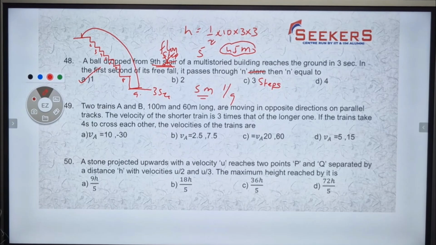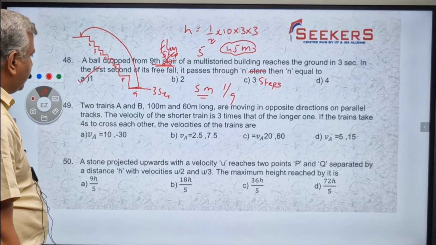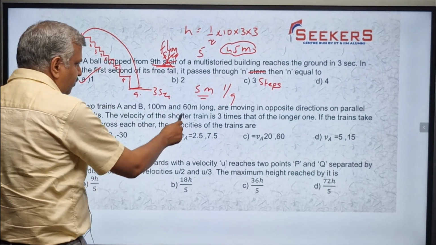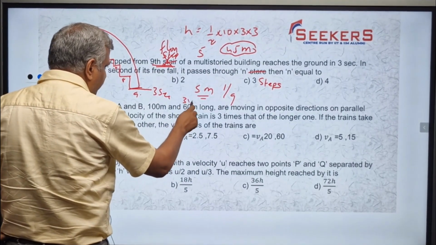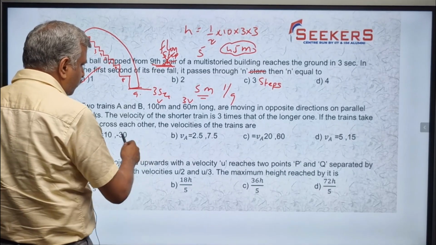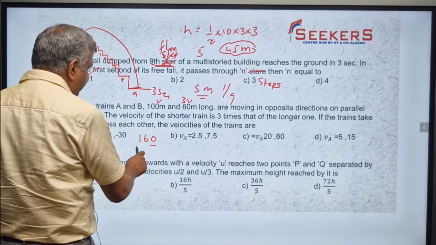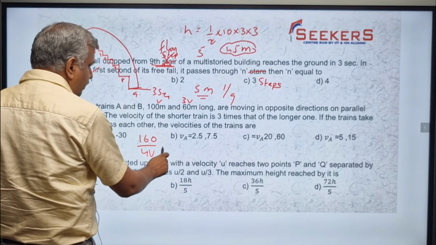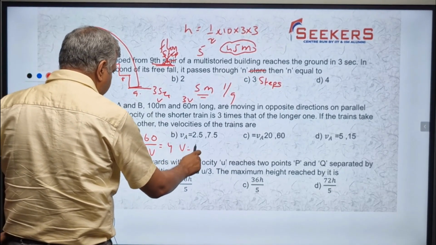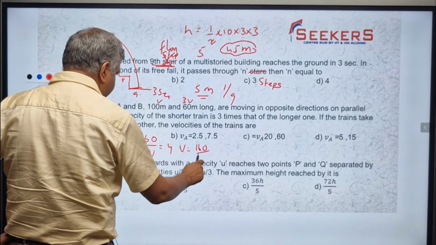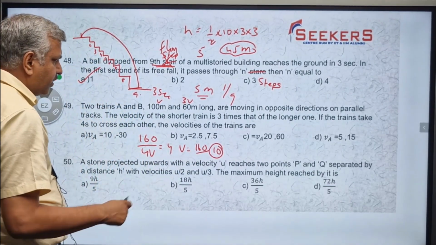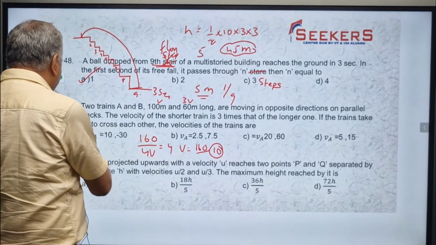Two trains A and B, 160 meters each, are moving in opposite directions on parallel tracks. The velocity of the shorter train is 3 times. So this is 3v, this is v. If the trains take 4 seconds to cross, then totally 160 divided by 4v is equal to 4 seconds. So from there I can say v is equal to 160 by 16, that is 10. So v is equal to 10. One is moving with 10, the other one is 3 times faster, so it is moving with negative 30.